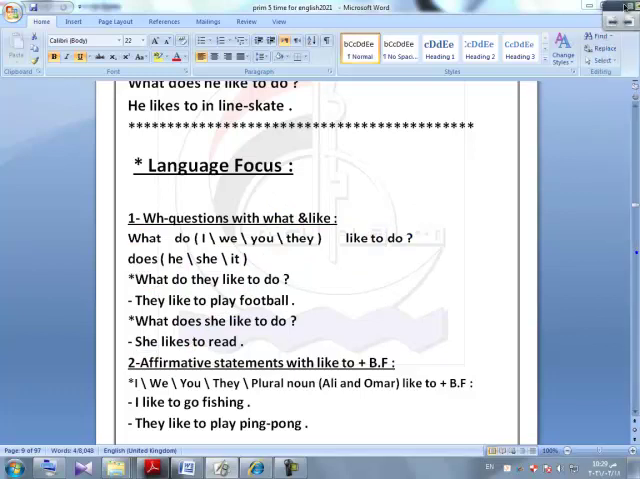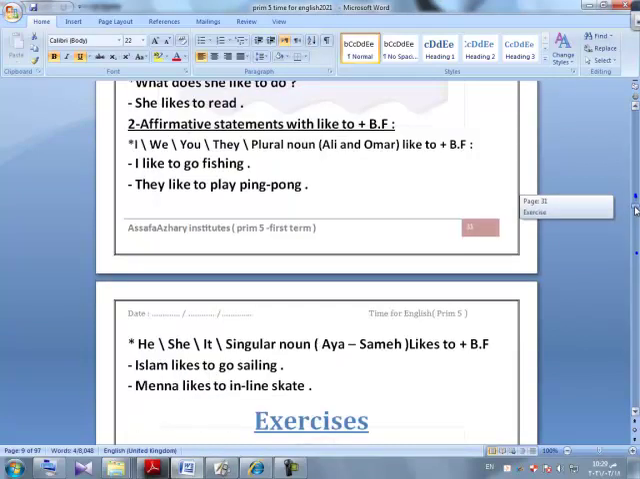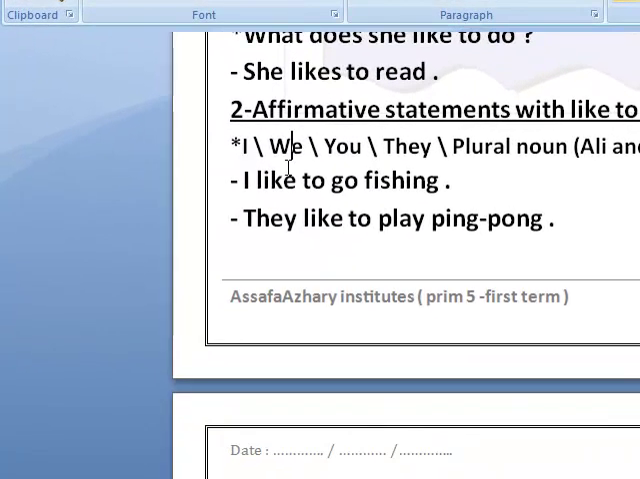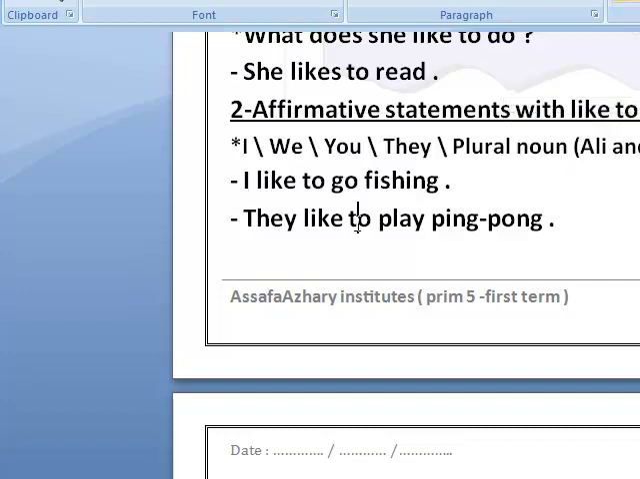Affirmative. Affirmative statement with like to plus the base form or infinitive. I, we, you, they, plural noun. Ali and Omar like to with the base form. For example, I like to go fishing. They like to play ping pong.